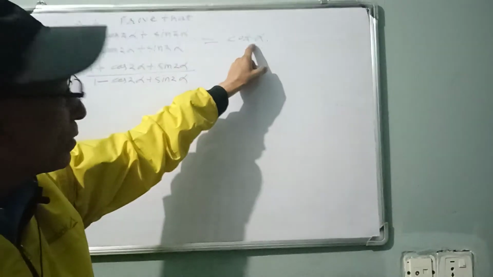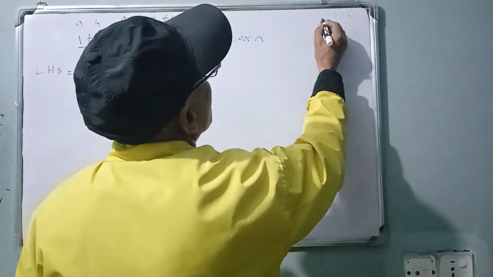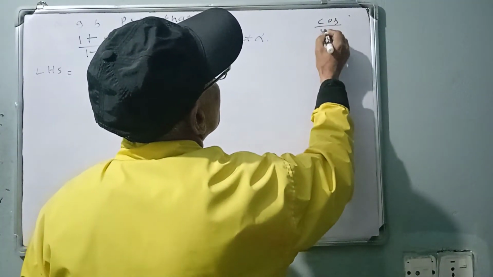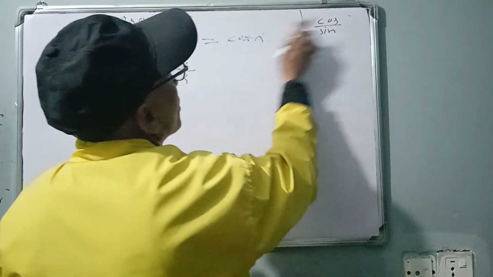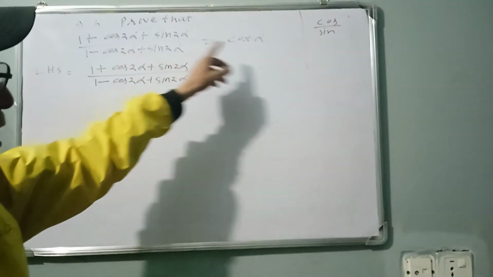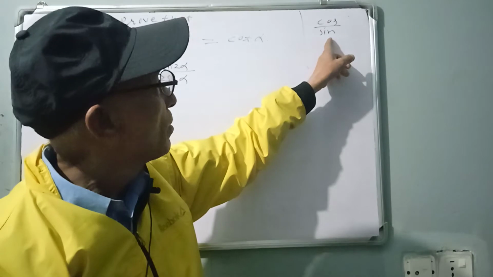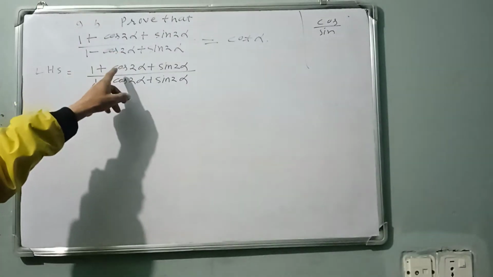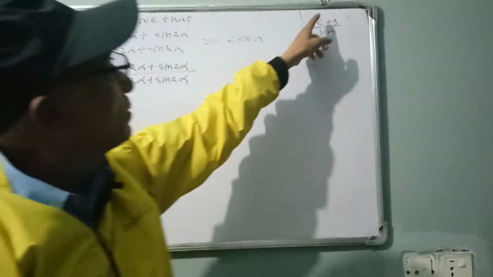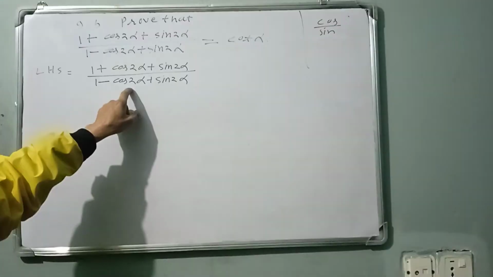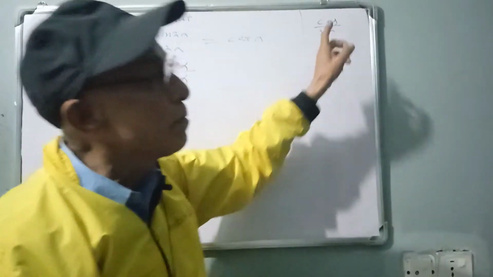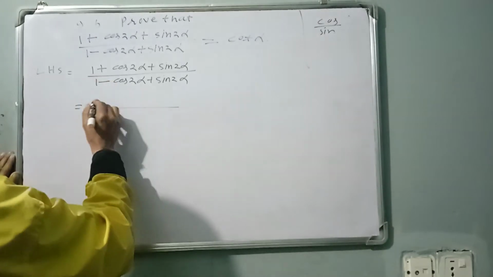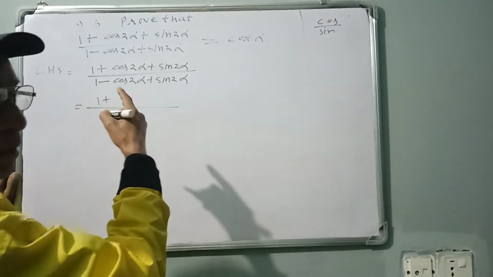Why? Cot is cos by sin. Cot is cos upon sin. Remember, cot is cos by sin. Use the formula with cos coming on top and sin coming below. Use the formula of cos 2 alpha in terms of cos alpha for the numerator, but for the denominator cos 2 alpha in terms of sin alpha. So what you have to write? So that the 1 is cancelled.